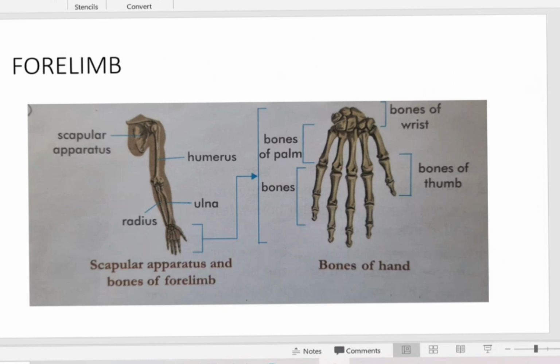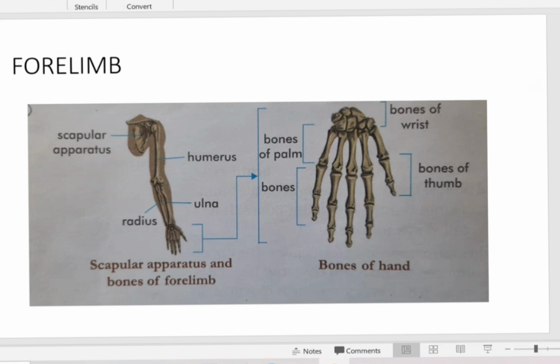Next we will move to forelimbs. So there are two types of limbs in your human body. Forelimbs are not there in the case of birds, which have flying wings. The wings are the modified structure of forelimbs. For human beings, the forelimbs are your hands.